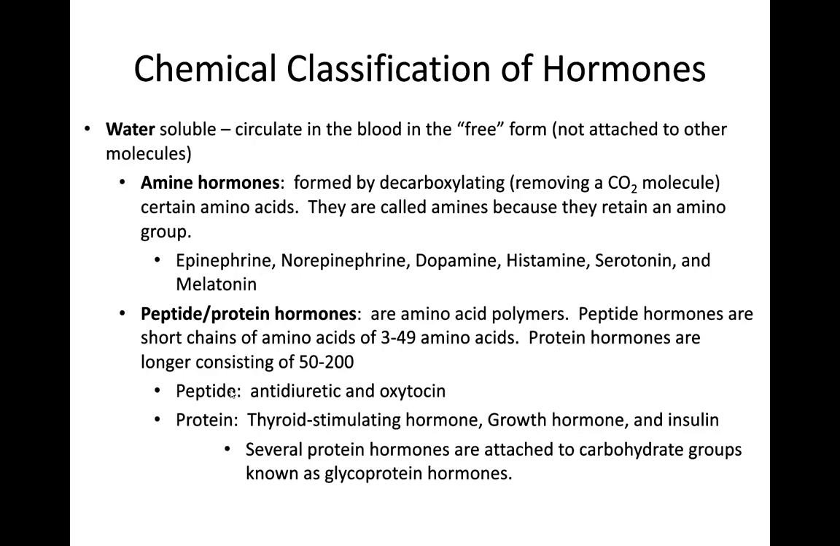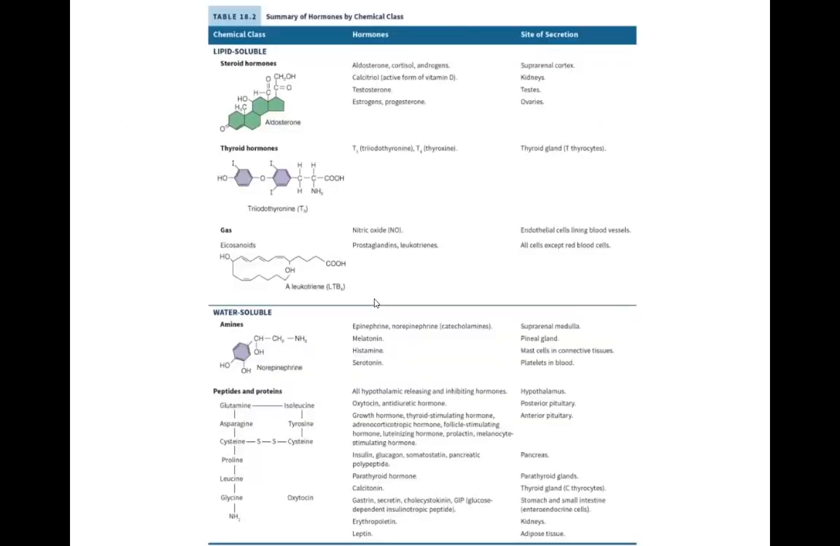Okay. Examples of peptides include antidiuretic hormone, oxytocin, and then protein hormones include thyroid stimulating hormone, growth hormone, insulin. What we see is a lot of those protein hormones are attached to carbohydrate groups, which we would actually call them glycoprotein hormones. Now, just to kind of summarize those 2 categories, lipid soluble, water soluble, is this table on the next page.